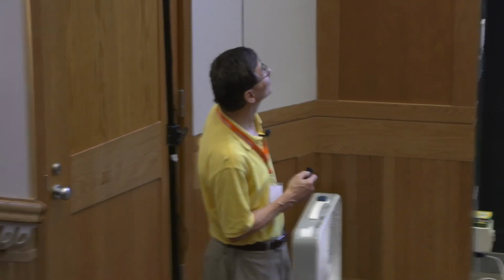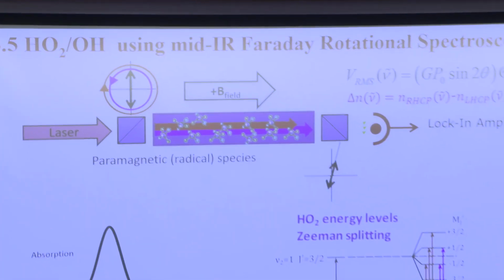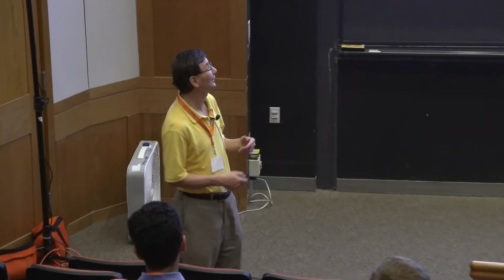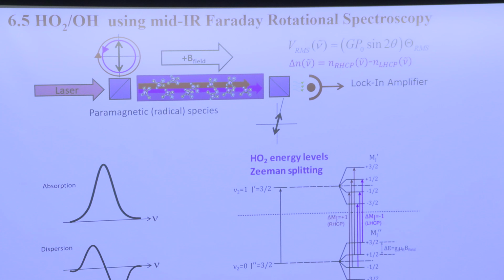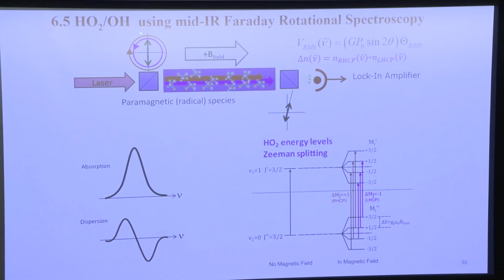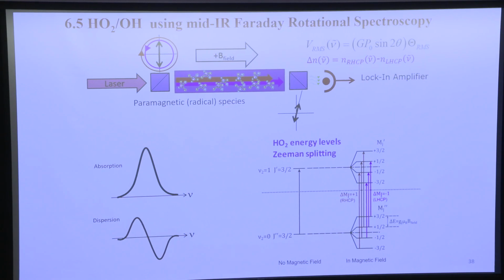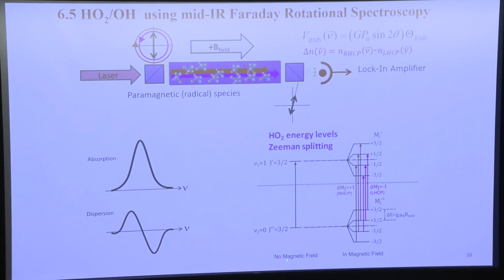We're using UV light to break down this HO2 to form OH, then we measure OH. But once you do that, the chemistry becomes very complicated. So the way we do this is that these two are paramagnetic molecules. This is absorption, typically, without a magnetic field.